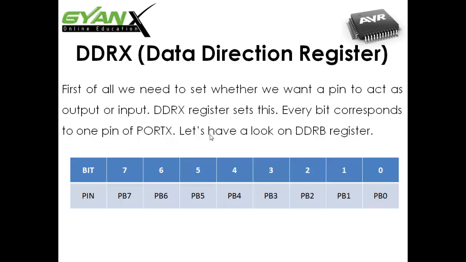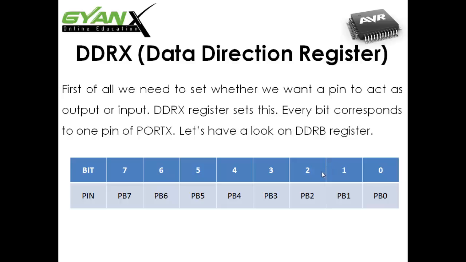Let's have a look at the DDRB register. In our ATmega8, DDRB is an 8-bit register. Here you can see in this table the bit is written here and the pin is written here. The bits are 7 PB7, 6 PB6, 5 PB5, 4 PB4, 3 PB3, 2 PB2, 1 PB1, and 0 PB0. In this way you can use the pins.